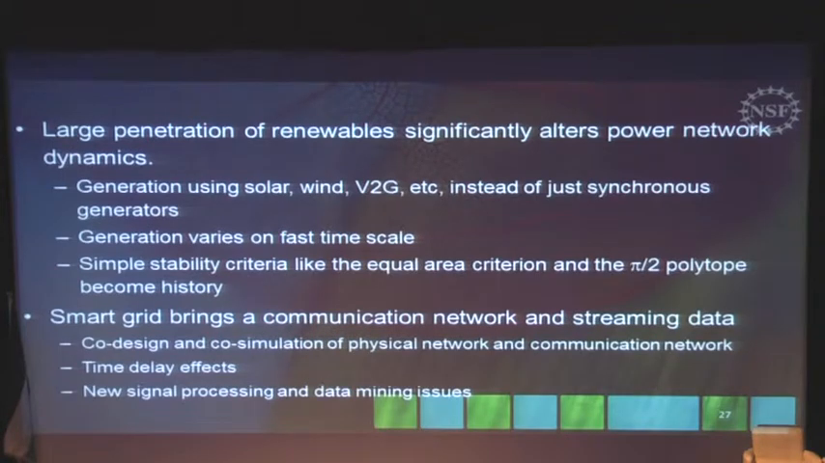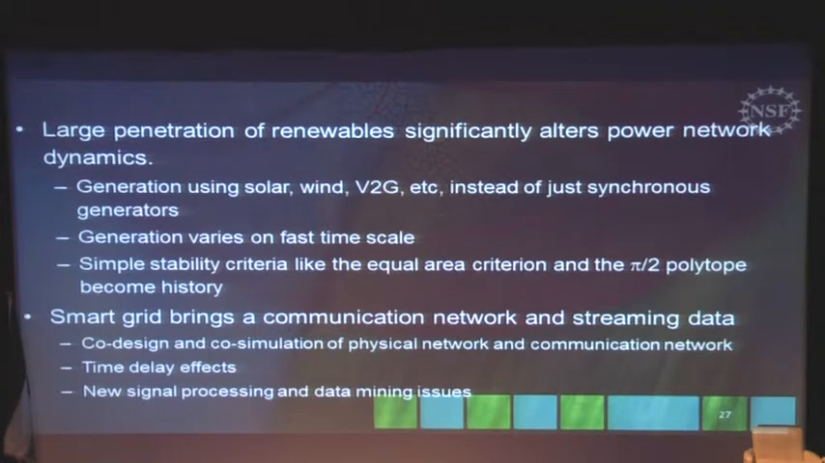All right, so there's a lot of other things, for instance, simple stability criteria. You know, in power systems, the equal area criterion and the pi over 2 polytope. Angles between the generators have to be less than 90 degrees for stability. All that goes out the window.